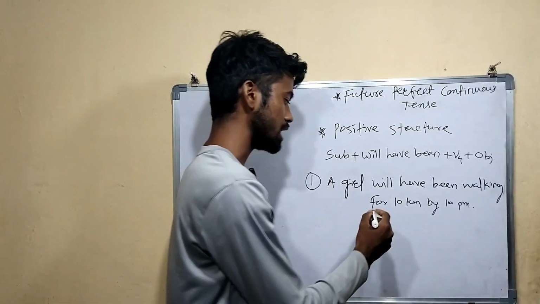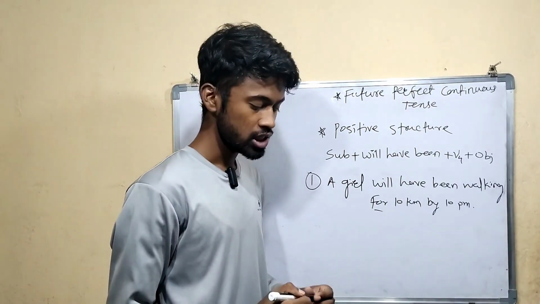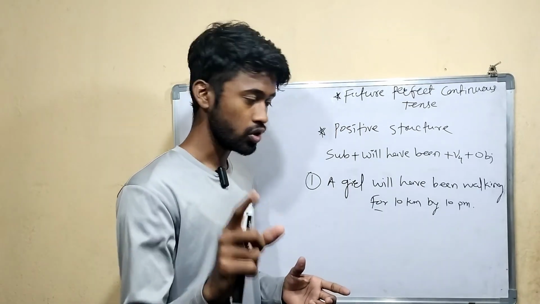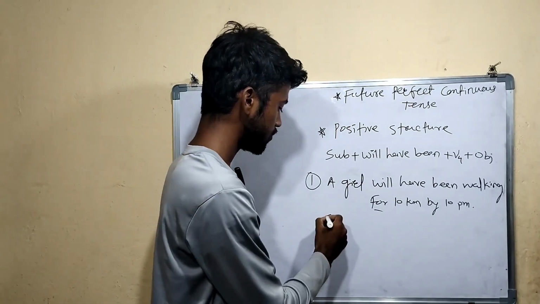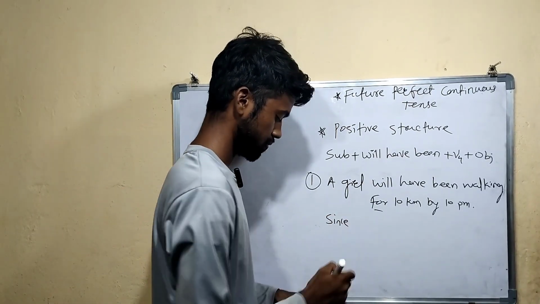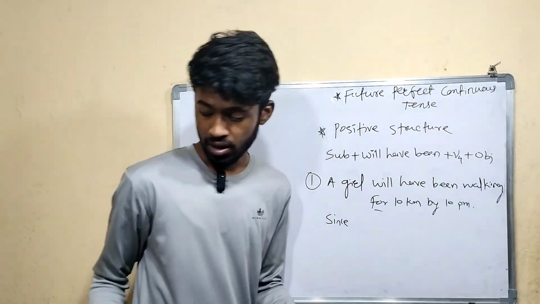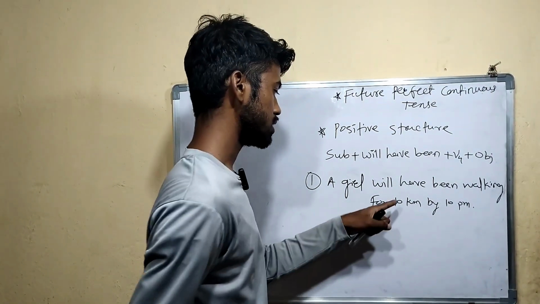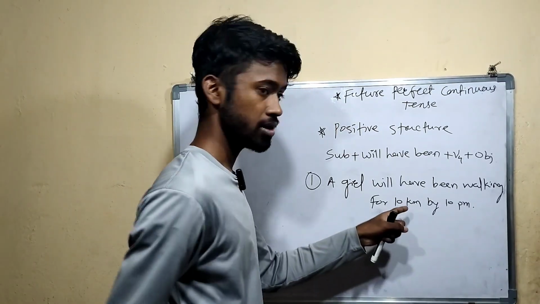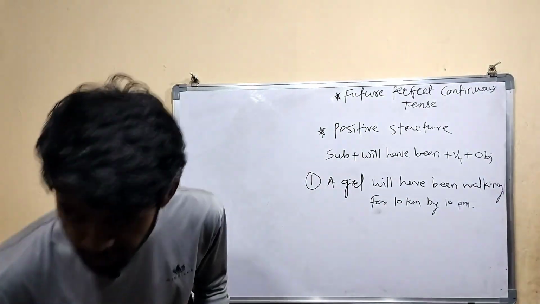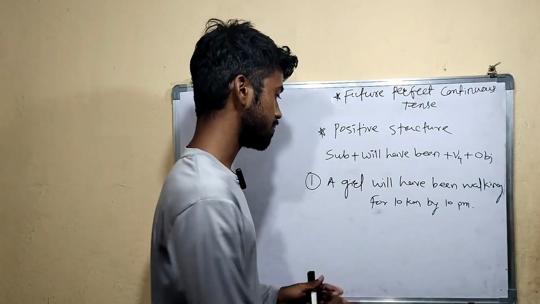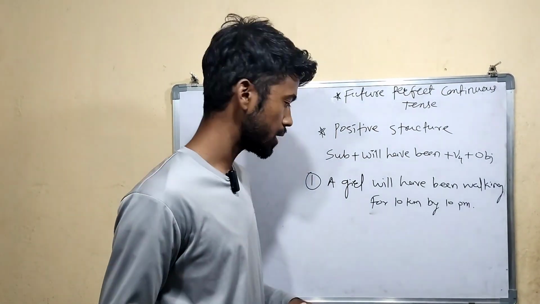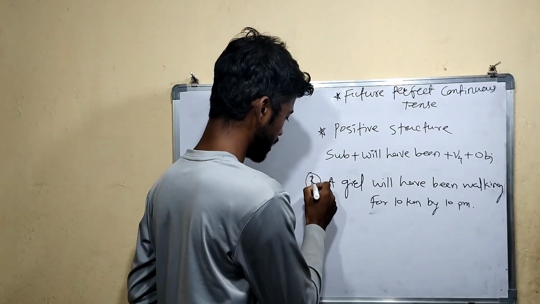Okay, so here, as we discussed, we use for to specify a duration, and we use since to specify the starting time. These are prepositions. Here we specified the kilometers, so we didn't specify the time, but usually in perfect continuous tense, for and since are used to specify the time. Now this is the third example.